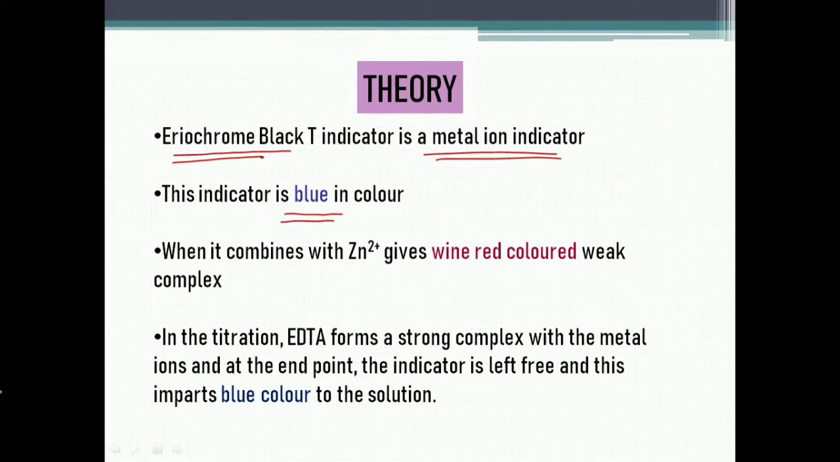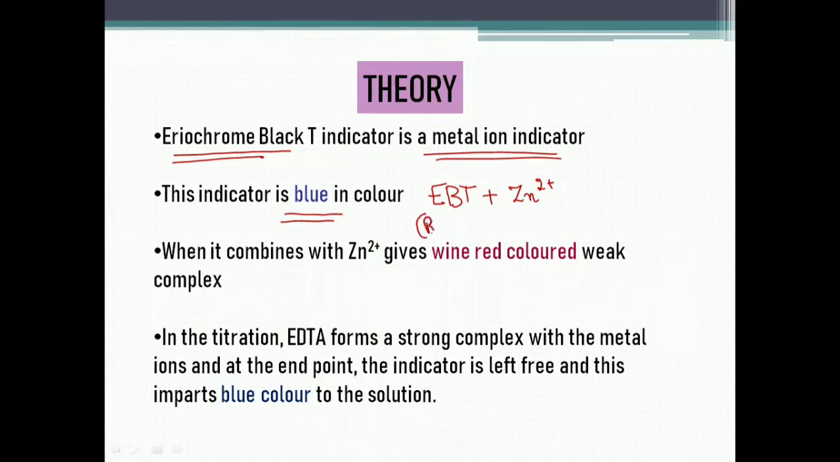Immediately when you add this Eriochrome Black T indicator, which is blue in color, the solution has zinc ions in it. So zinc ions and this Eriochrome Black T indicator will combine with each other. Let me just write the reaction involved. EBT is added to the zinc sulfate solution which is taken in the conical flask. The solution of zinc sulfate in the conical flask has zinc ions.